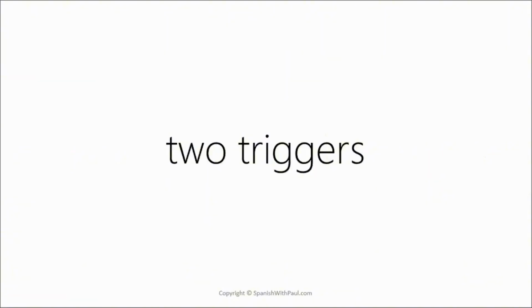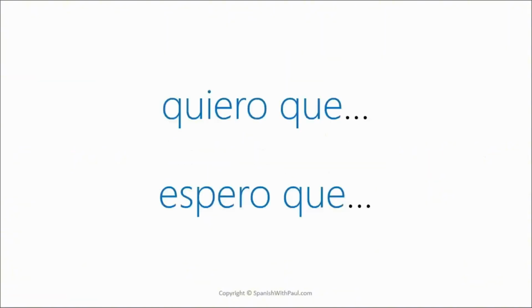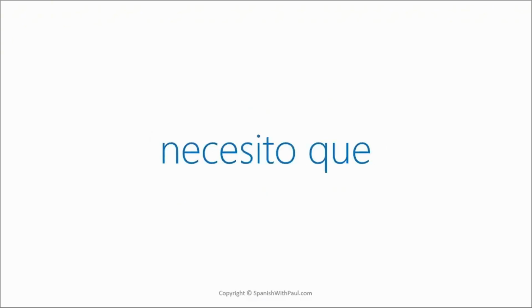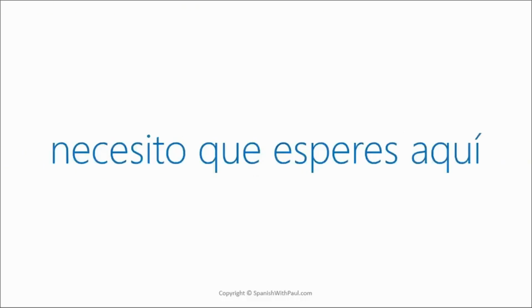So now we have two triggers for the subjunctive. We have quiero que and espero que. Here's another one for you. Necesito que. For example, I need you to wait here. How would you rephrase this in English so that we could include the word that? I need that you wait here. This is what you will do in Spanish. How would you say that? Necesito que esperes aquí.